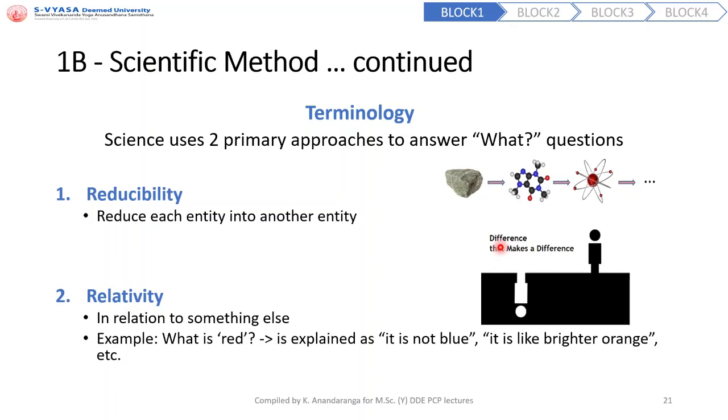What is relativity? Relativity is where you explain something with reference to something else, in relation to something else. Black with respect to white. What is red? It is explained with respect to it is not blue, or it is like a brighter orange, etc. So you use these two approaches to explain the what question in science.